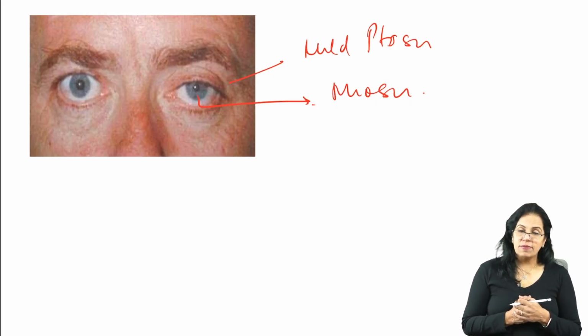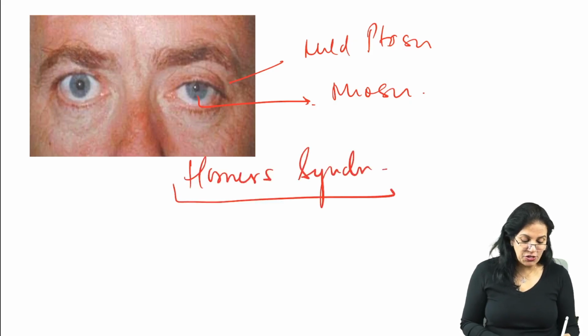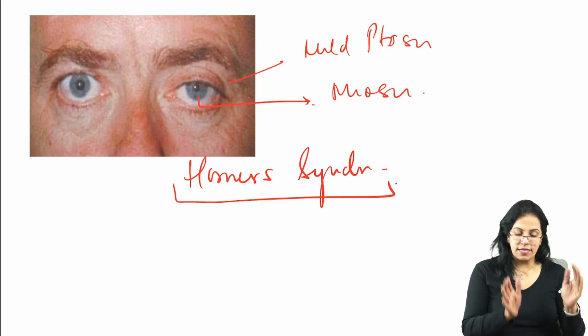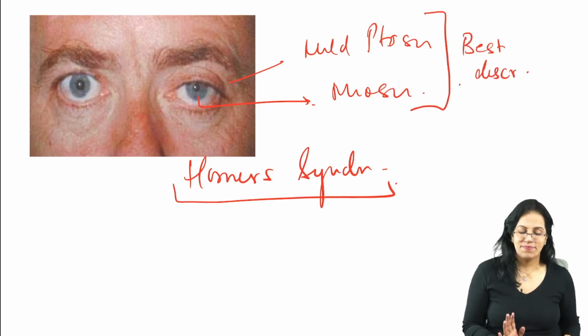The question that has been asked is in Horner's syndrome, please revise this, important topic. It's a lesion of the sympathetic chain. If you are asked Horner's is best described by, you will answer ptosis and miosis. It is best described by ptosis and miosis.